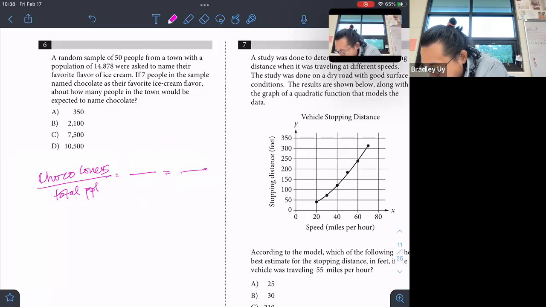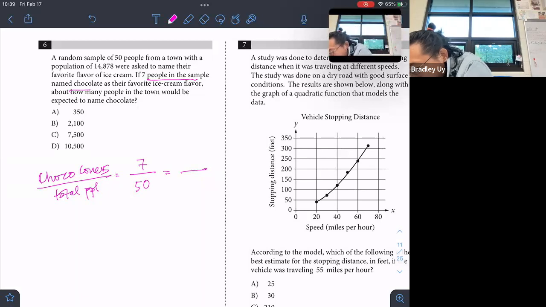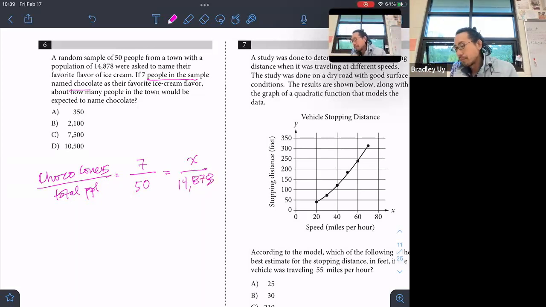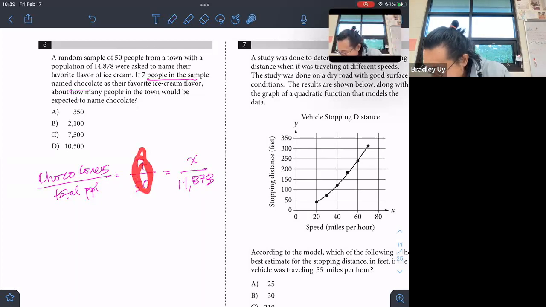So 7 people in the sample were chocolate lovers. So there were 7 chocolate lovers in a sample of 50, and that's important, okay? It's a proportion. That's roughly 1/7 of people like chocolate. So you need to find out how many chocolate lovers there would be out of a total population. This is total people, in the whole population now, 14,878. And this is the key to solving this problem. This is a fraction of about 1/7, and you need this fraction to be about 1/7 as well. But we're solving it precisely.